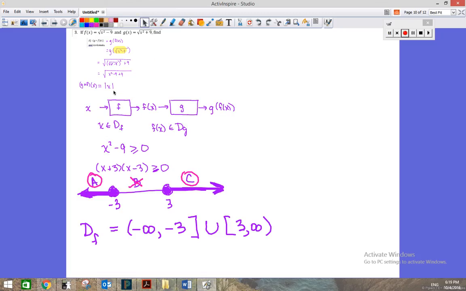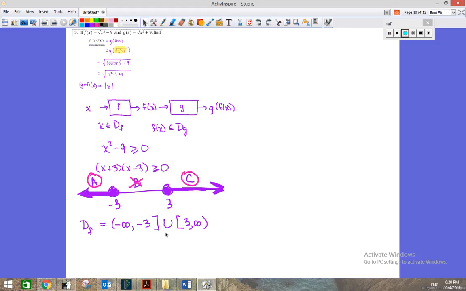Now, remember, don't lose track of what we're trying to solve. This is not our final answer. This is just simply the domain of f. Now, it might end up being our final answer. It depends on when we look at the domain of g, does the output being in the domain of g cause us to have any further restrictions on this domain?